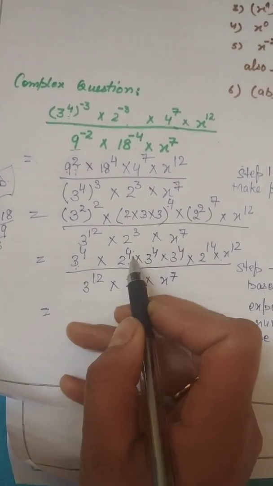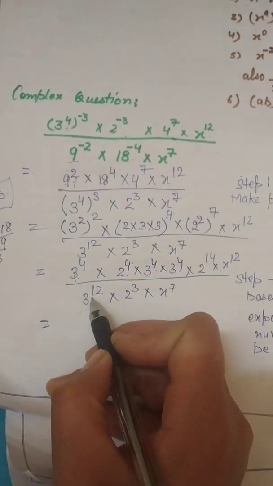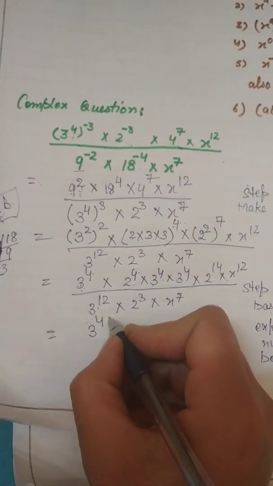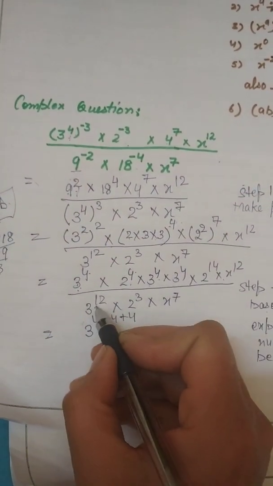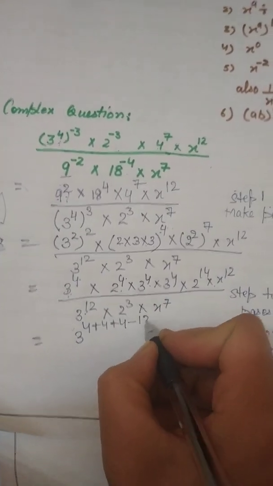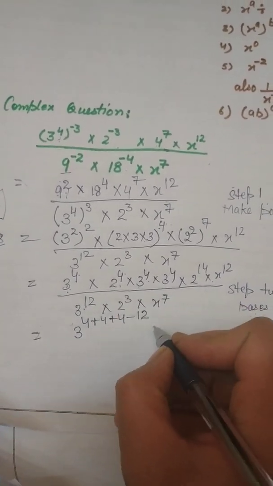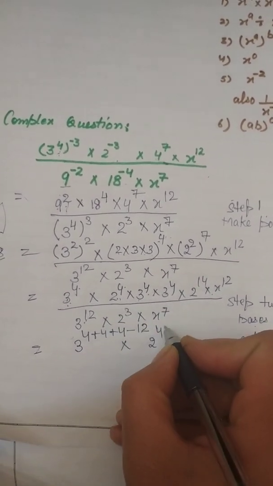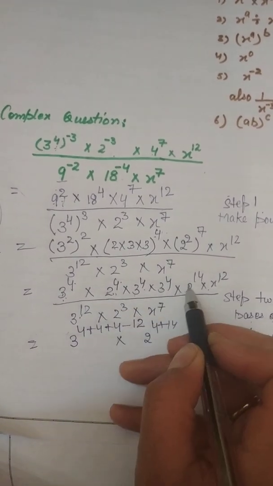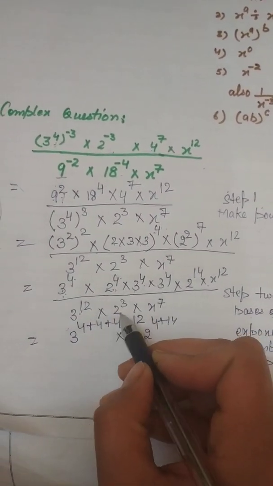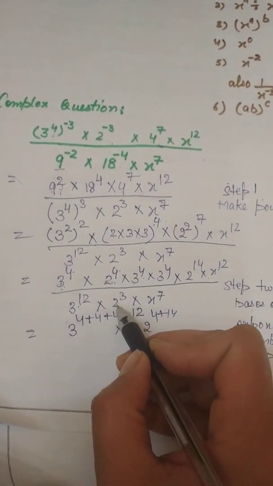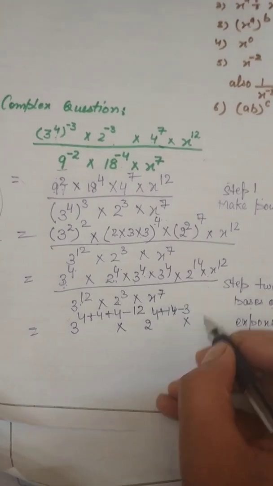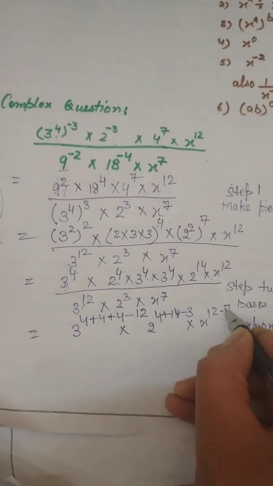These bases are same, 1, 2 and 3, and even this also. So how will it go? These powers will get added up, 4 plus 4 plus 4, and this was in the denominator, so this will get subtracted. So 2 raised to power 4 and 2 raised to power 14. The bases are getting multiplied, so the powers will get added up. And this is in the denominator, so it's dividing, so its power will get subtracted. Then you have x raised to power 12 minus 7.